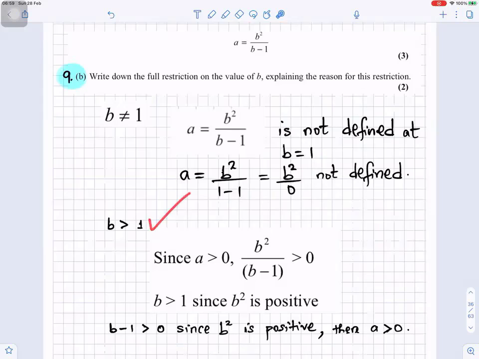And B is greater than 1. Since A is bigger than 0, B squared over B minus 1 is bigger than 0. So B is bigger than 1 since B squared is positive. For this to be positive, B has to be bigger than 1. If it is less than 1, this will be negative, and positive at the top, negative at the bottom will give you negative. So B minus 1 has to be bigger than 0. Since the B squared at the top is positive, the one below has to be bigger than 0 to be positive as well. So then A is greater than 0.